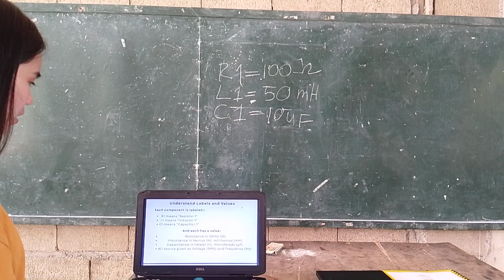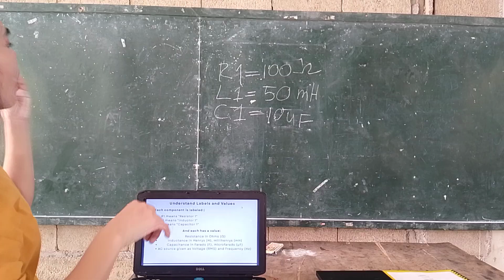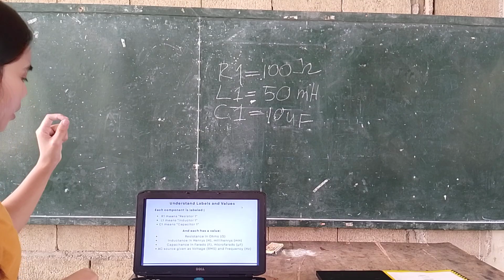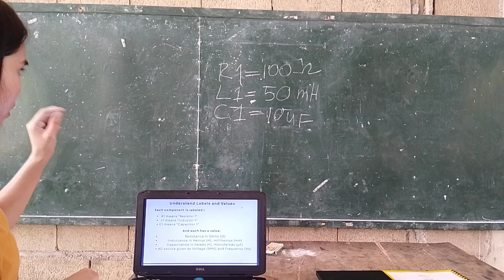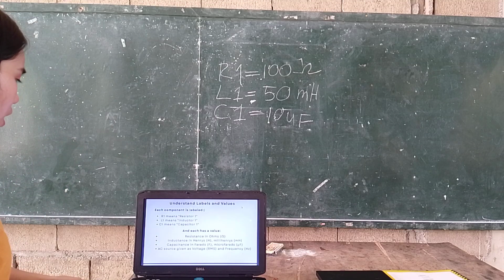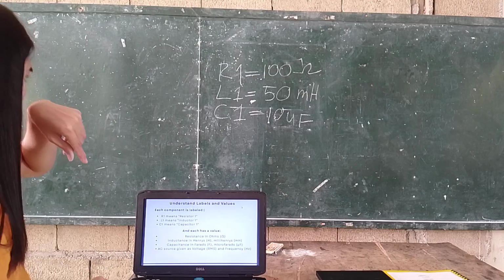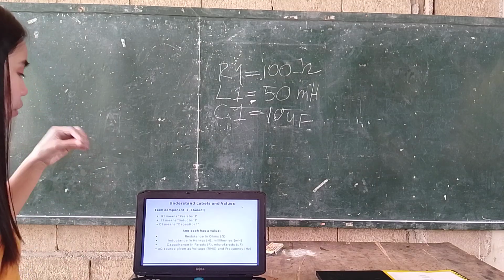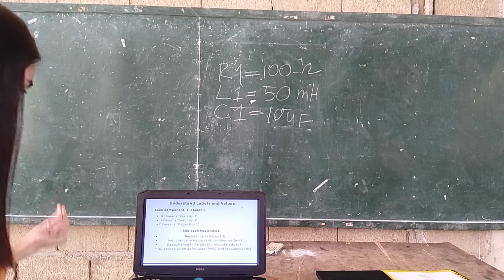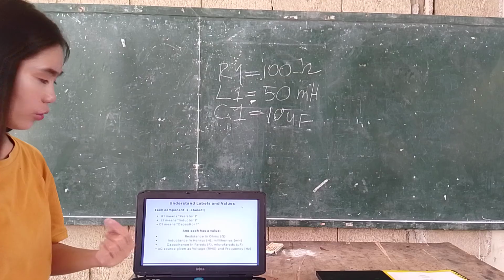And then next is to understand the labels and values. You can see that R1 equals 100 ohms, L1 equals 50 millihenries, and C1 is equivalent to 10 microfarads. So we will understand and identify what each one is. R1 is resistor 1, L1 is inductor 1, and C1 is capacitor 1.